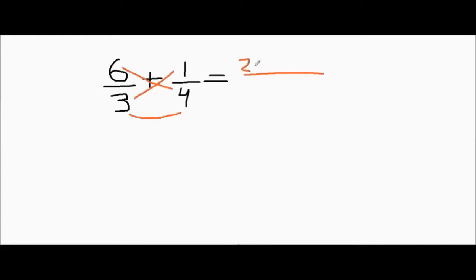So let's do 6/3 plus 1/4. What is this equal to? So again, like before, we're going to cross multiply, and we're going to multiply the denominators by each other. So 6 times 4 is 24, and then 3 times 1 is 3, and then the denominators, 3 times 4 is equal to 12. So now let's add this up. 24 plus 3 is 27, all over 12.